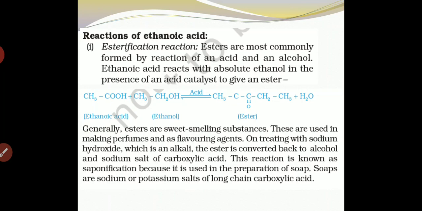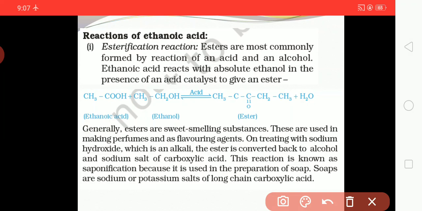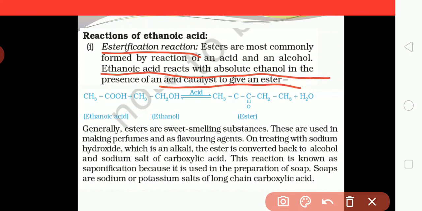Now, the reaction of ethanoic acid: esterification reaction. Esters are most commonly formed by the reaction of an acid and an alcohol. Ethanoic acid reacts with absolute ethanol in the presence of an acid catalyst to give an ester. Here ethanoic acid reacts with ethanol.